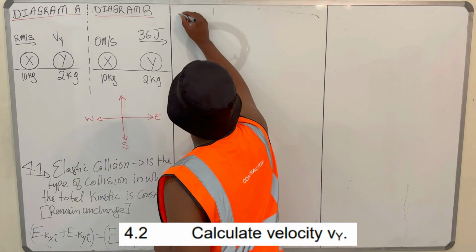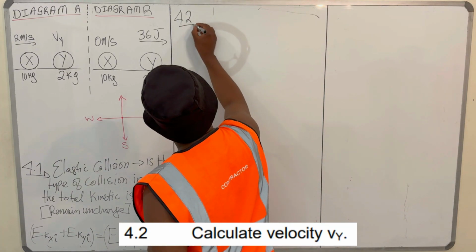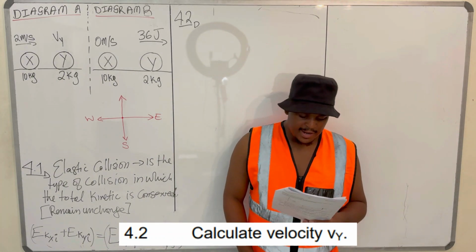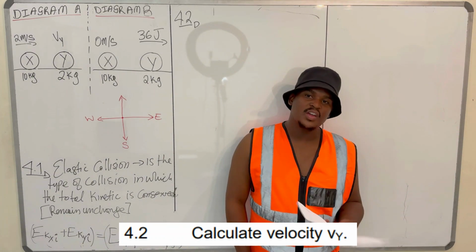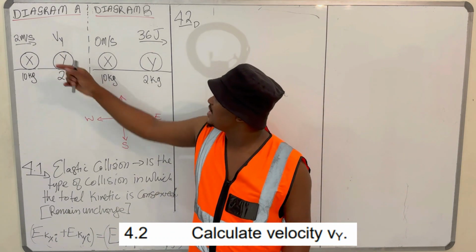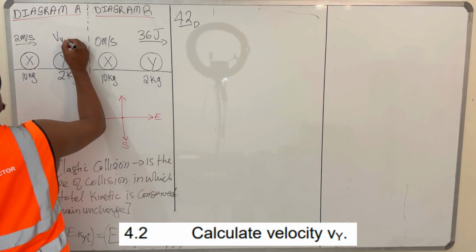Now we move to 4.2. What are they saying at 4.2? Calculate the velocity Vy. So they want you to calculate the velocity Vy, which means the initial velocity of ball Y.